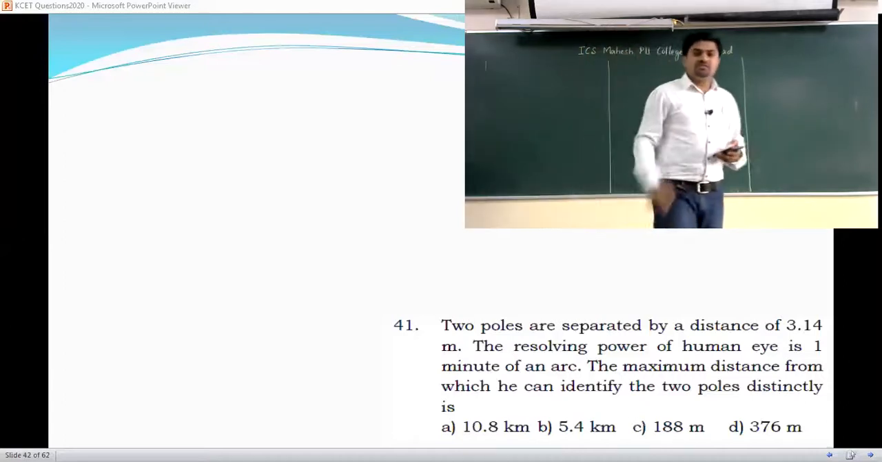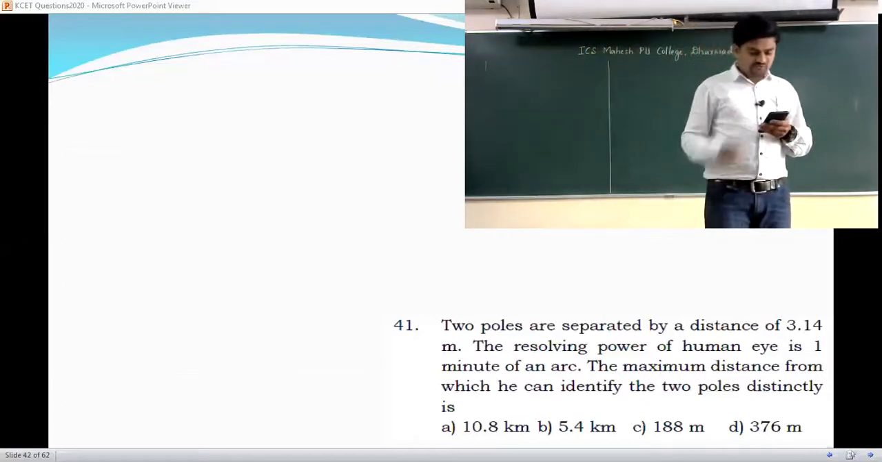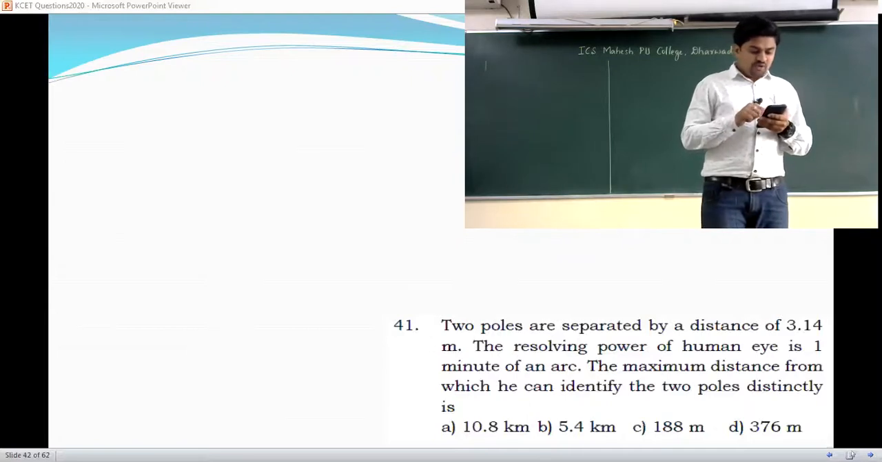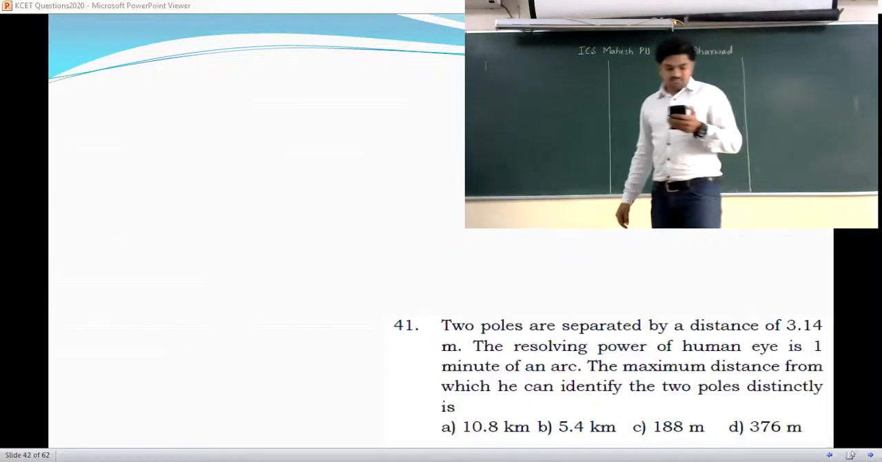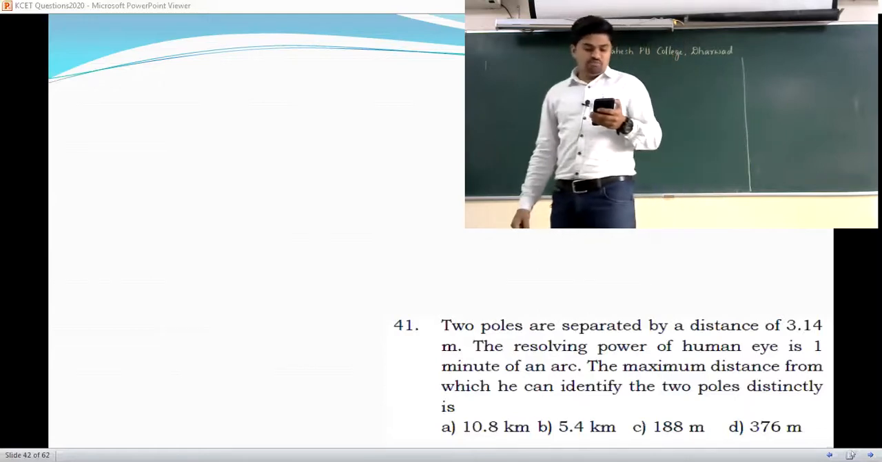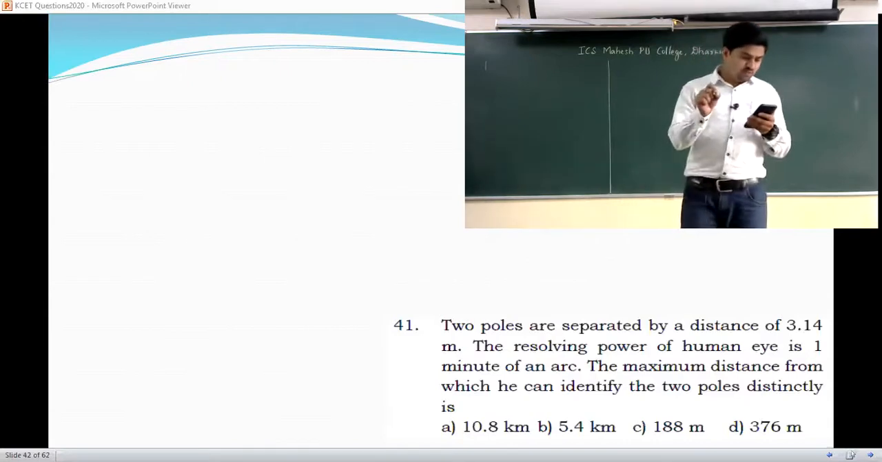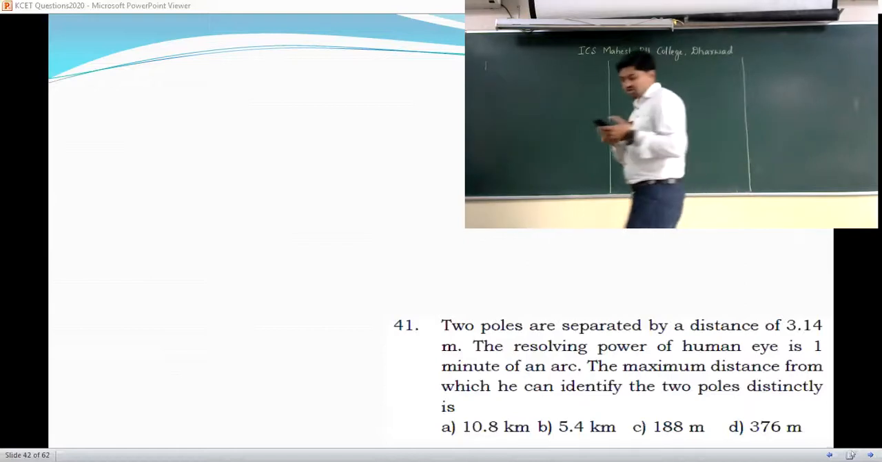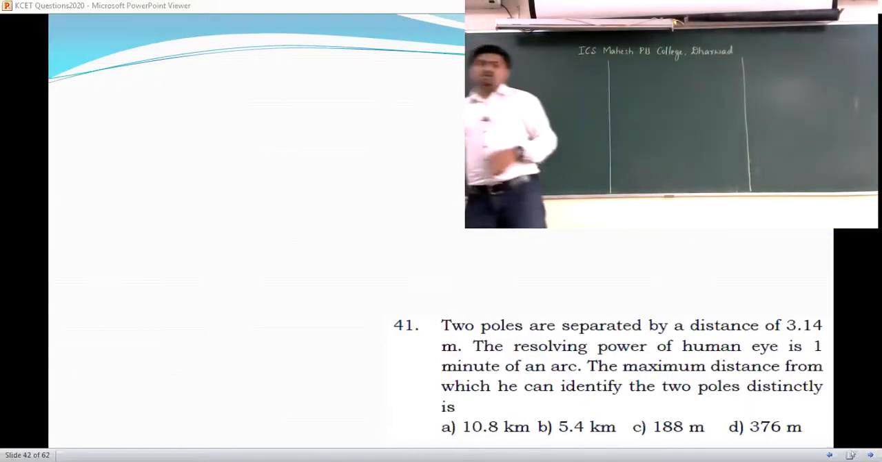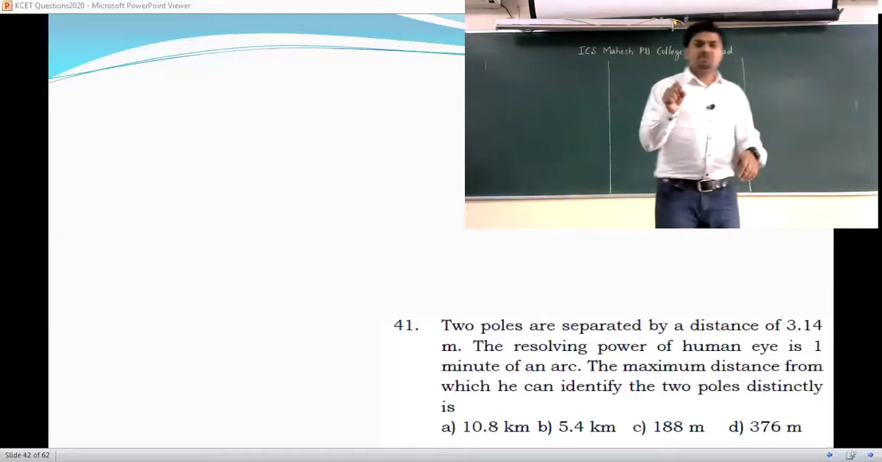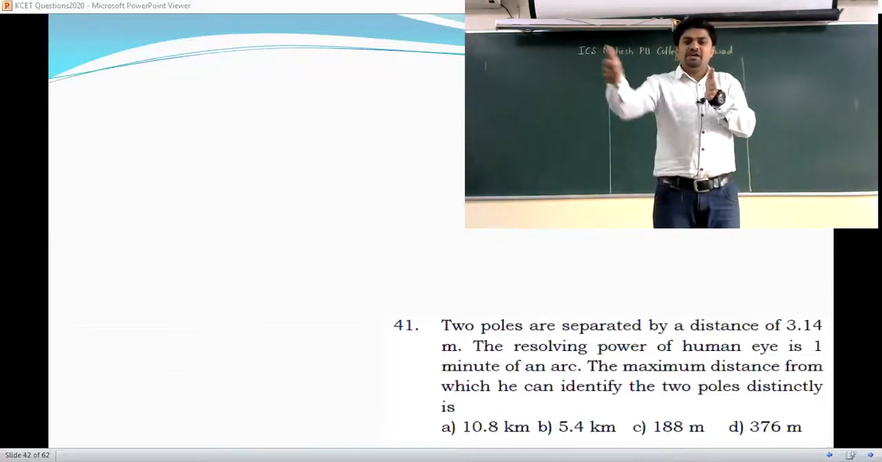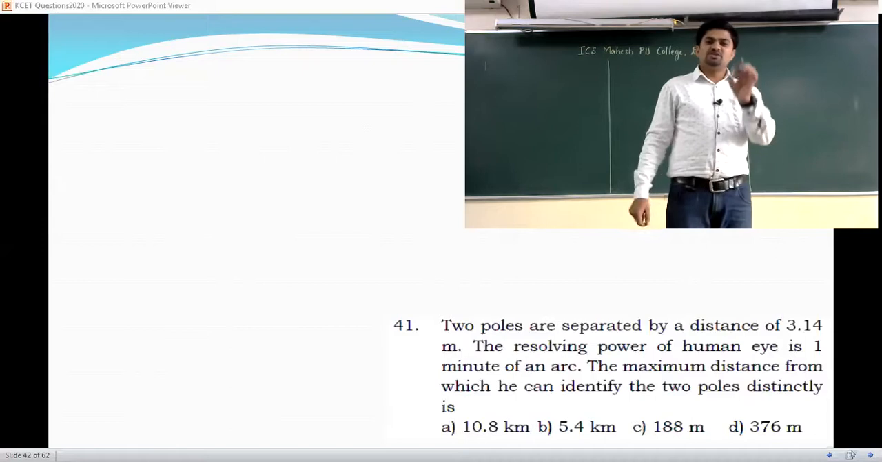Okay, we'll begin with the 41st question. Just see what it is saying. Two poles are separated by a distance of 3.14 meter. The resolving power of the human eye is 1 minute of an arc. What is the maximum distance from which he can identify the two poles distinctly? That is what we have to find out.